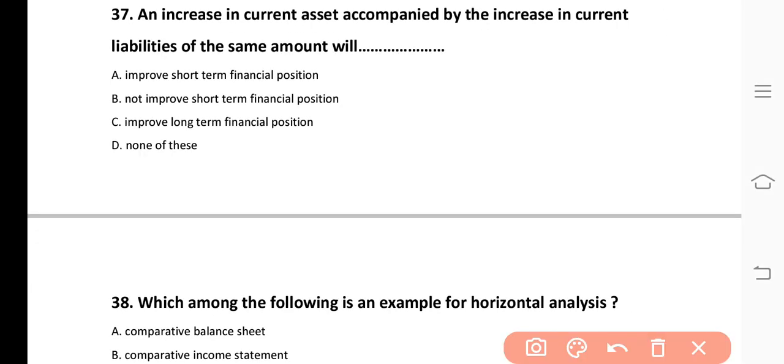MCQ 37. An increase in current assets accompanied by an increase in current liabilities of the same amount will: improve short-term financial position, not improve short-term financial position, improve long-term financial position, none of these. So the correct option is B, not improve short-term financial position, because both current assets and current liabilities are increasing.